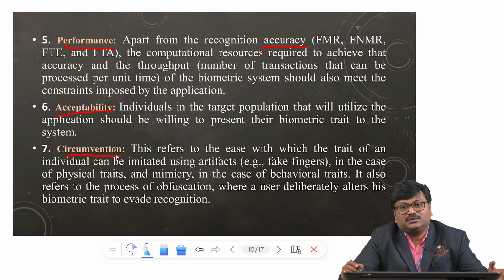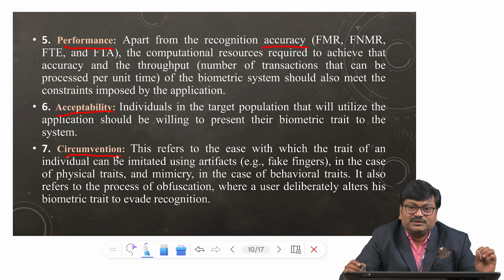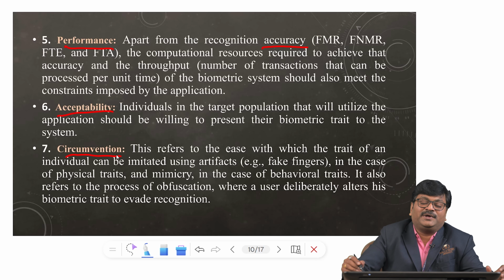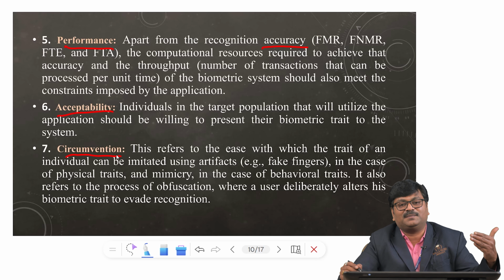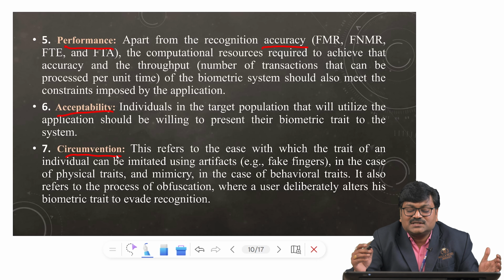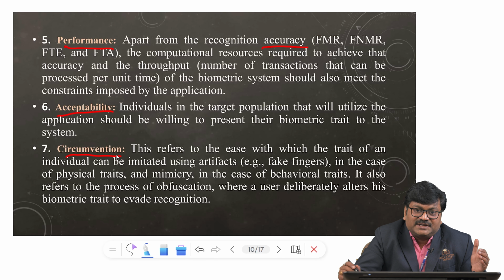That is, what could be the possible chances of accepting a fake biometric trait? Either it could be related to a finger, it could be related to a false voice, it could be related to a forgery, or it could be related to a false face. So the circumference here always relates to acceptance of fake things. So we need to make sure whenever we are designing a biometric system, these 7 characteristics must be considered.